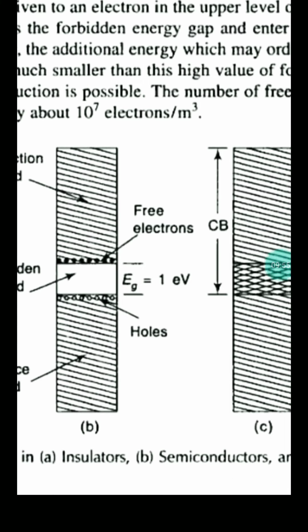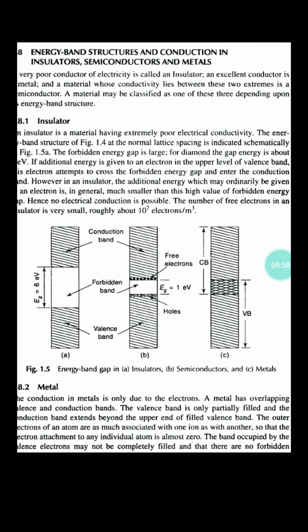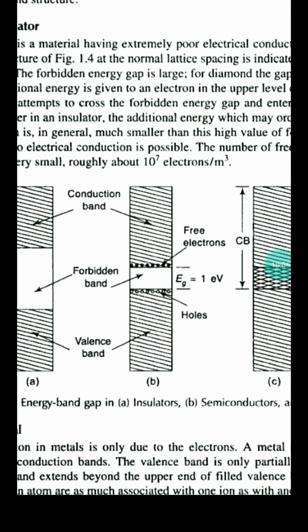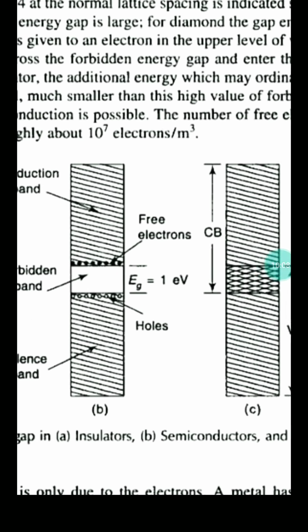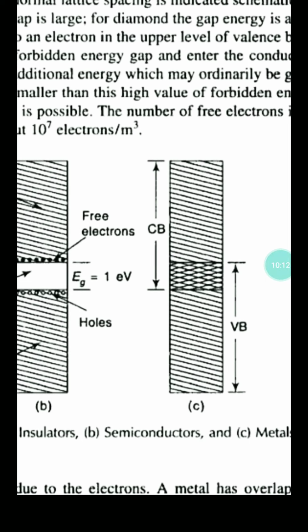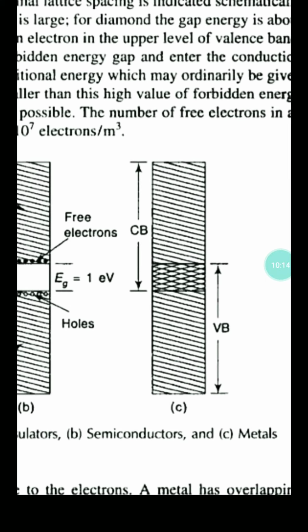So these 3 points are very important, the diagrams and this forbidden band gap, the energy gap. For insulators it is 6 eV, right? For semiconductors it is 1 eV, that is called the forbidden band energy gap. For metals, overlapping. Okay, these 3 points are very important.